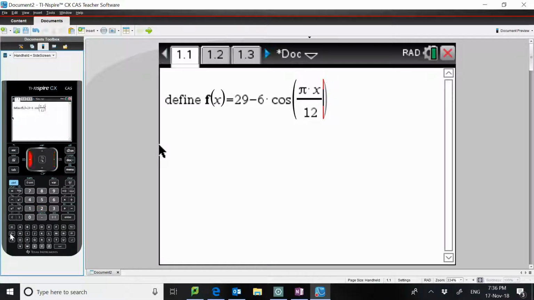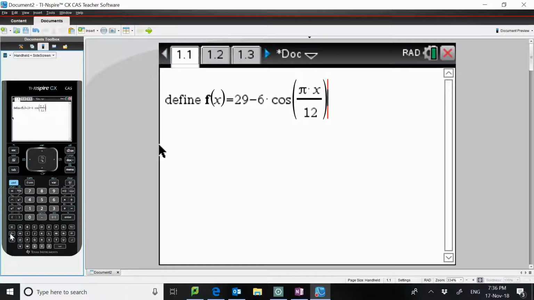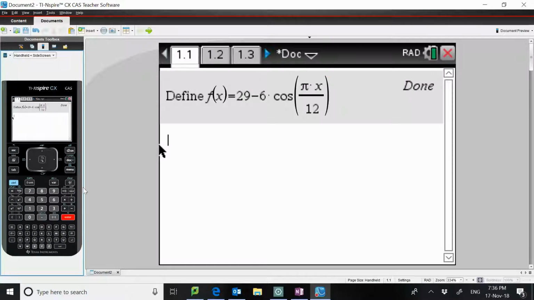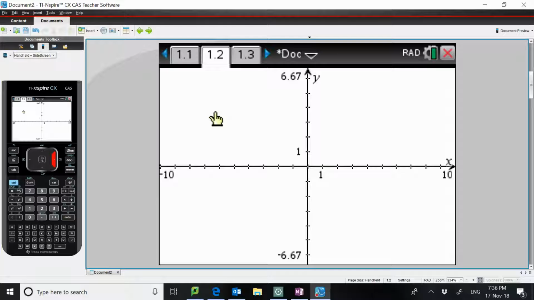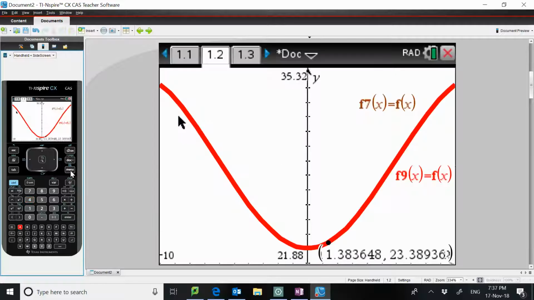Now, I would put in a domain, but does it have a domain? No, it doesn't have a domain, unfortunately. Okay, so there we go. Now I'm just going to go to my graph, type f of x, and I don't see it. And it makes sense because remember the graph shifted up by 29 and my highest y value is 6.67. So again, how do you do it? Menu for A, zoom fit, see if it fits. Oh, nice and lovely.